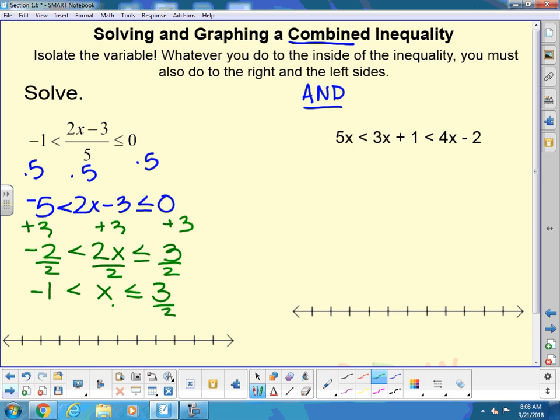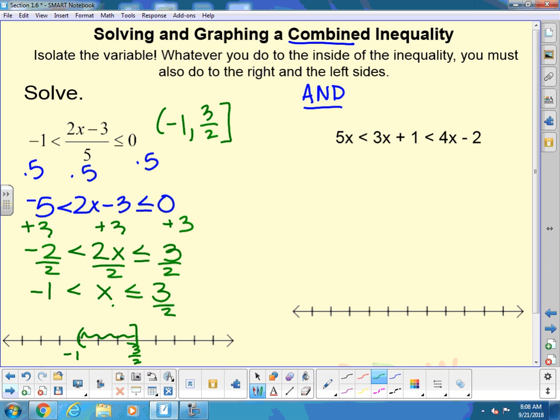This means my x, my solutions, are any number between -1 and 3 halves, and that's what it's going to look like when I graph it on my number line. -1, 3 halves, wherever that's at, 3 halves is going to be a bracket. And again, it's an and statement, so anything between them is where I would shade, and that's what your interval notation is going to look like, -1, comma, 3 halves, bracket. Make sense?